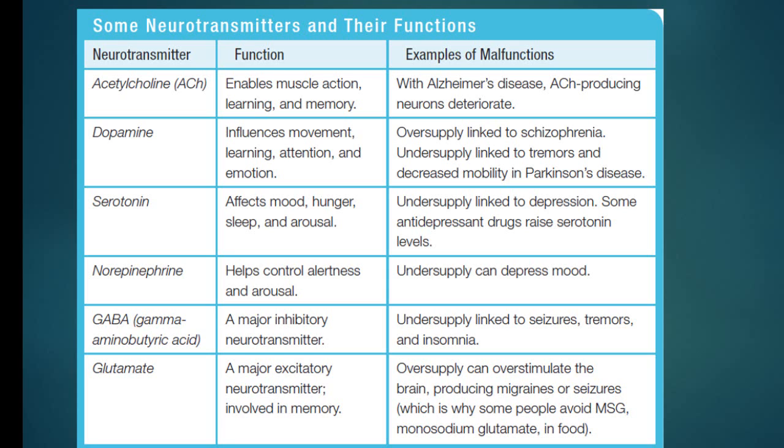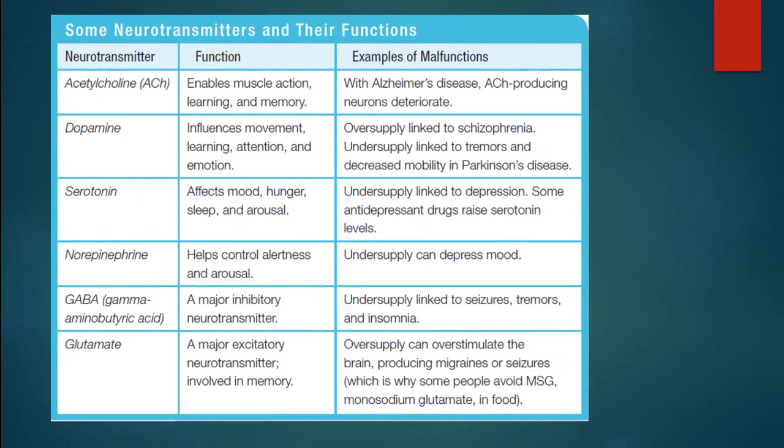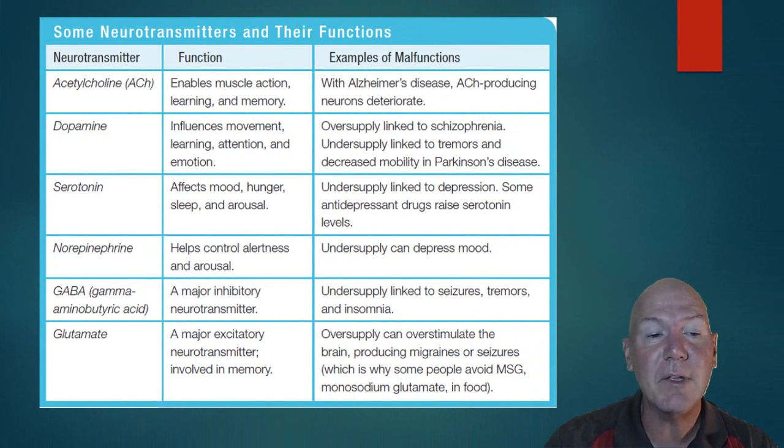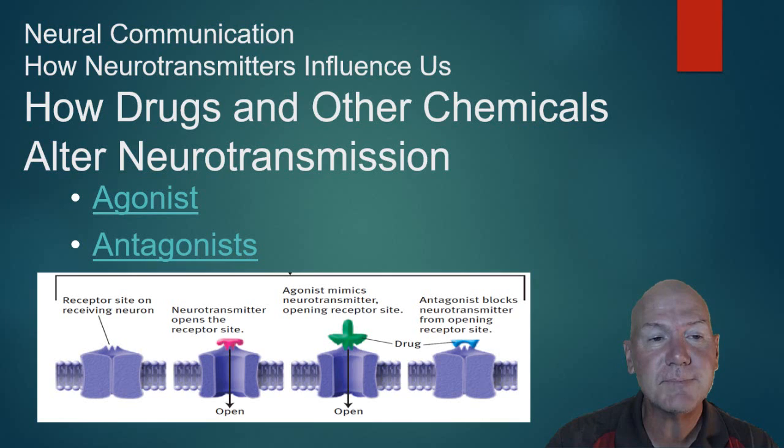Glutamate is also an excitatory neurotransmitter that's involved in memory. Now, an oversupply of this can overstimulate the brain and give you migraines or seizures, which is why some people avoid monosodium glutamate in food, the MSG. It gives them headaches, or in larger cases, more severe, it could cause seizures. So a lot of people do avoid the MSG. This is not an exhaustive list of neurotransmitters. These are the main ones. We'll talk about some more in class.